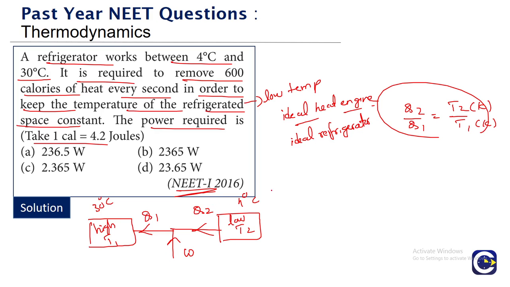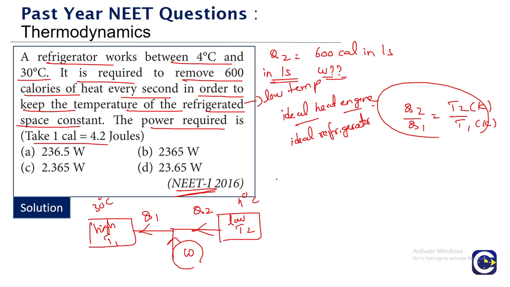Let us look at what we need to find. They have given us the Q2 value. Q2 is 600 calories in every 1 second. And using the given information, they are asking us to find what is the power required. Power required means we are talking about the electrical power required. So we have to find, in 1 second, what is the W value that is needed to operate this refrigerator. Because if we calculate the electrical work to be done in 1 second, that is the power of the refrigerator.